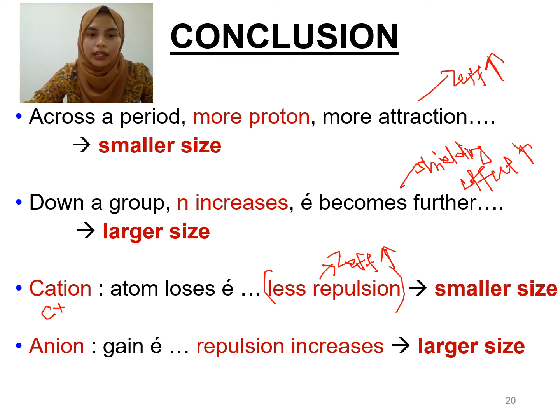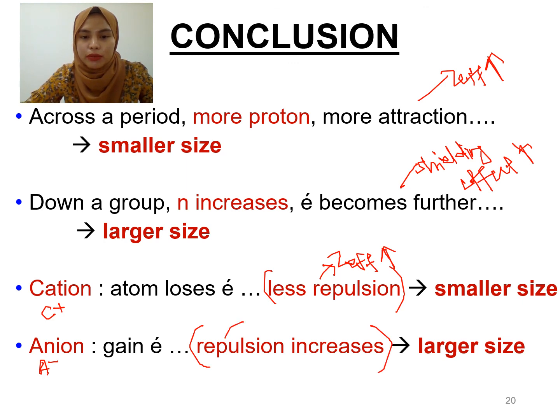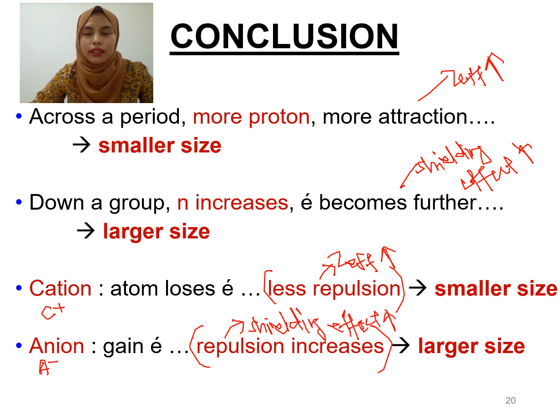Okay, an anion is because the atom gains electrons. When it gains electrons, the repulsion between electrons increases. So it contributes to the shielding effect factor. So when the shielding effect increases, therefore the size of the ion will be larger.